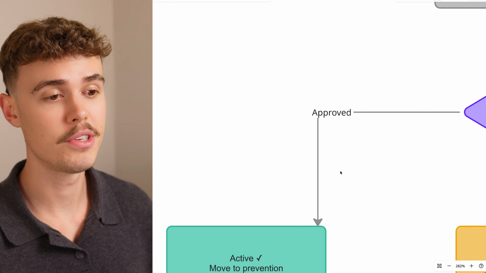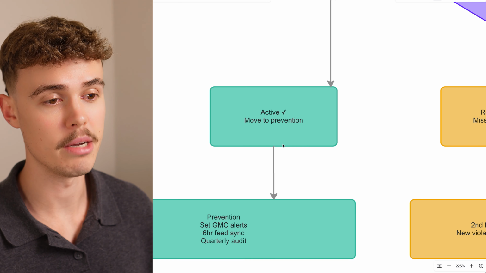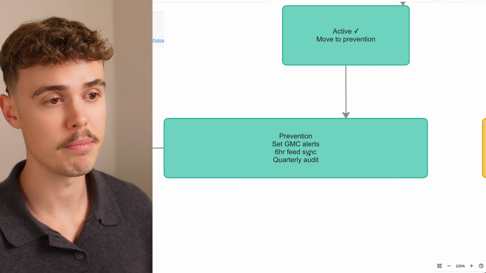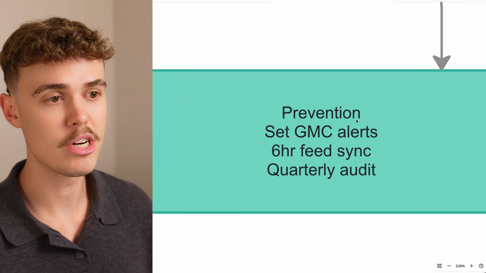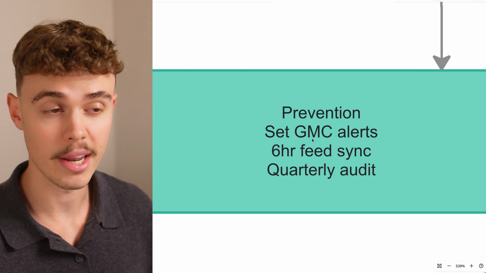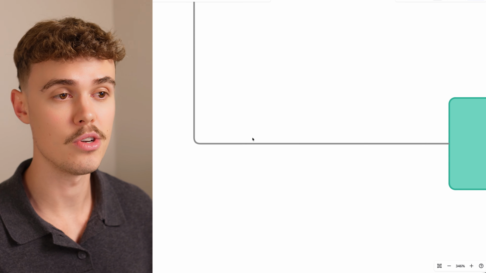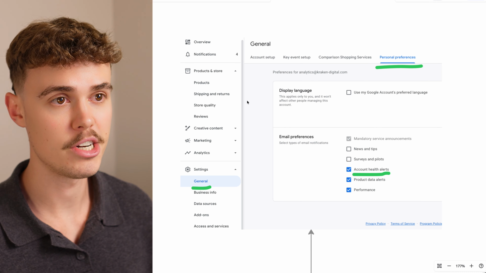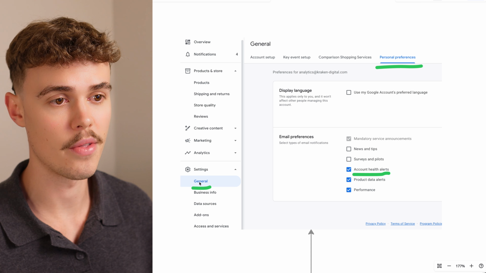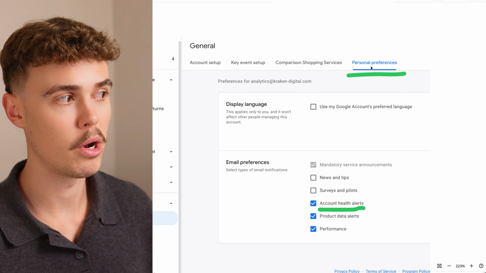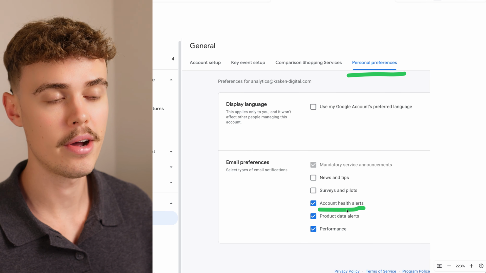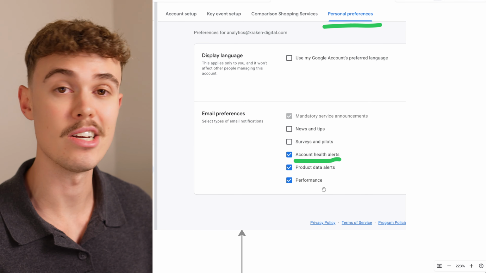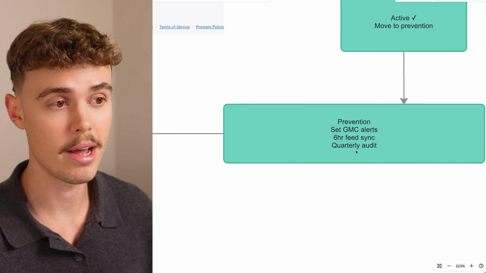If you were approved, happy days. You can move on to the prevention, and the prevention looks like this. Make sure that in order to prevent this from occurring again, you set GMC alerts. You can do this by going into the preferences page here. So under the settings on the side, general, personal preferences, account health alerts. That means it'll send you emails when there's issues with your account health. That's a good one to play.